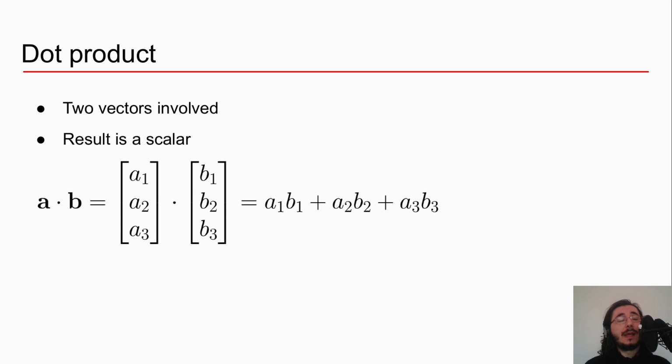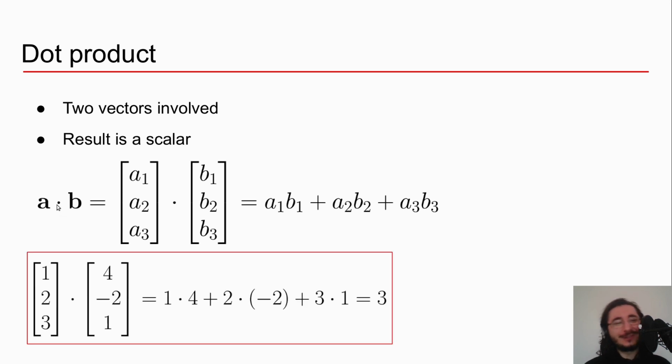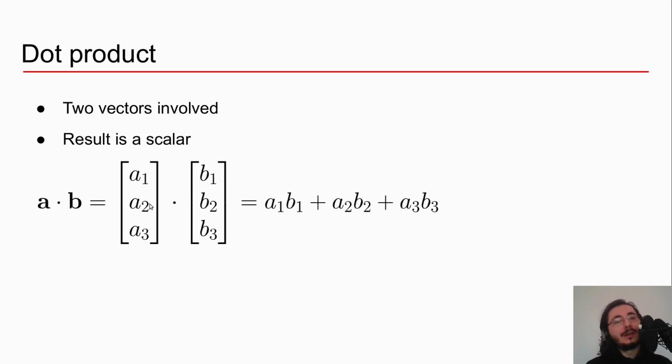Now we have another operation which is super important, as we'll see in a second, for neural networks as well, and it's called the dot product. Again, the dot product is performed between two vectors, and the result this time is a scalar, so it's a number, so it's not another vector. So how do we notate a dot product? Well, not surprisingly, we notate the dot product with a dot.